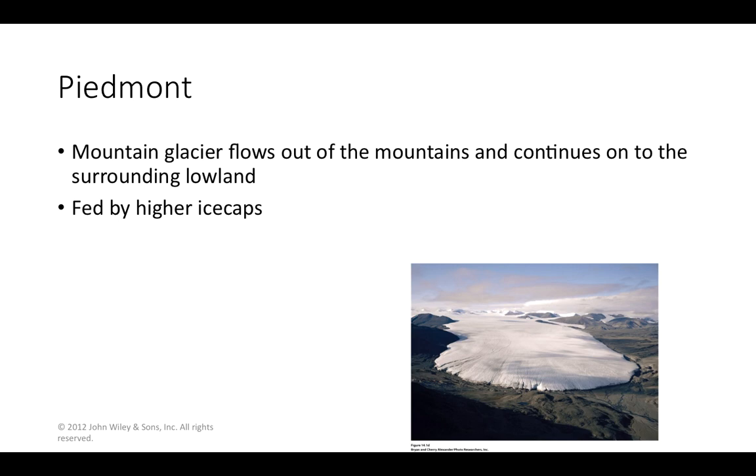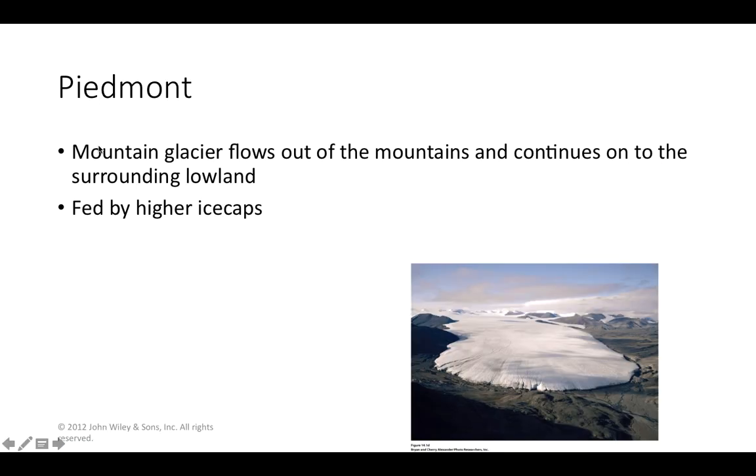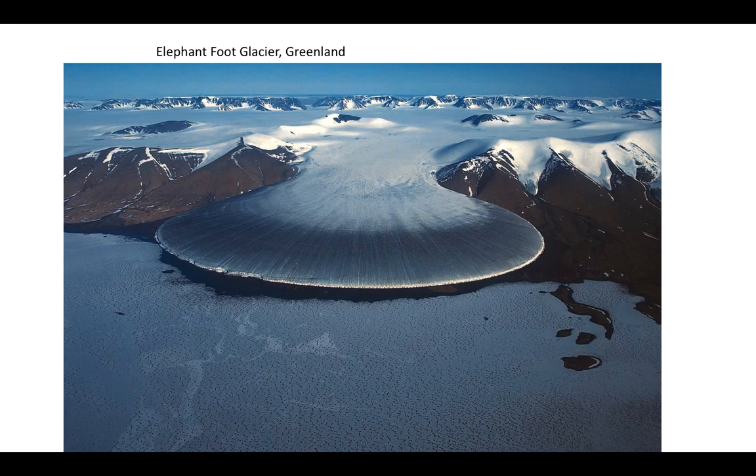And then a Piedmont. Ooh, a Piedmont. This is the sign of a Piedmont right here. It's kind of like a big elephant foot. Look at that. That's just amazing. So a Piedmont is a mountain glacier that flows out of the mountains and continues on to the surrounding lowland. Usually it's fed by a larger ice cap up here.